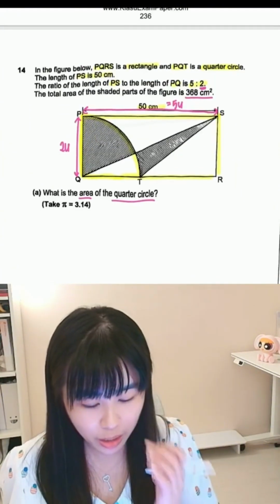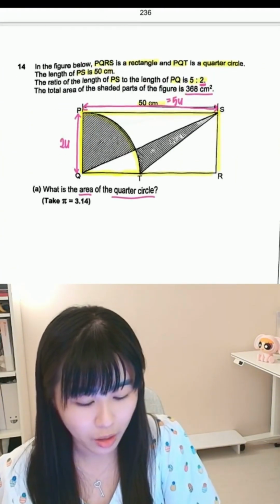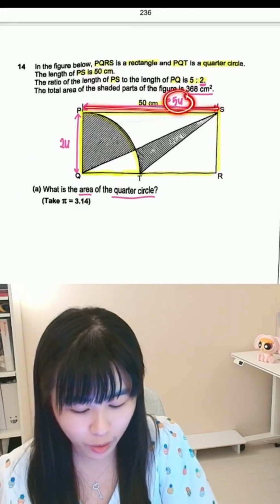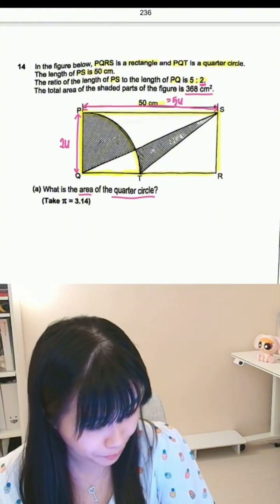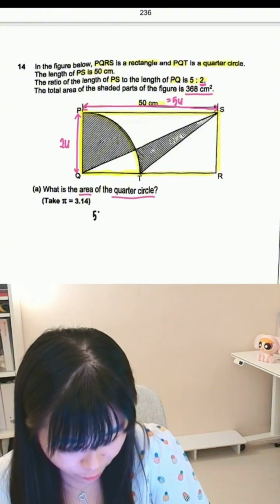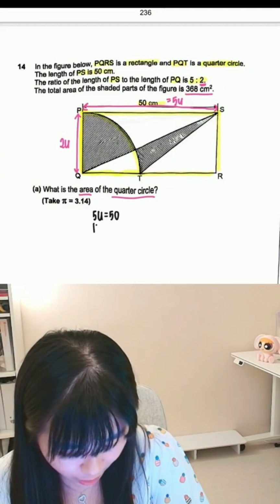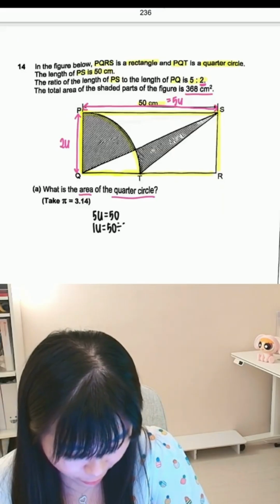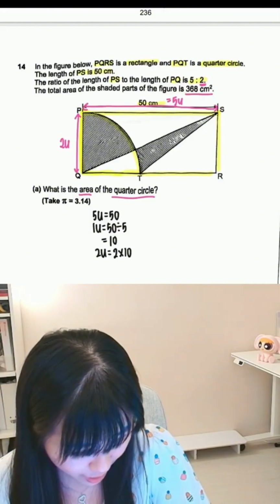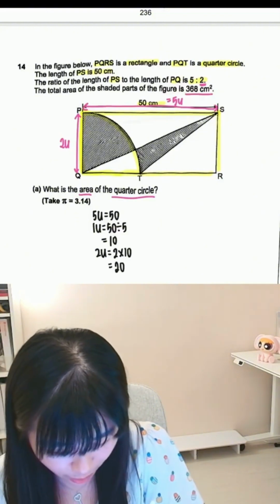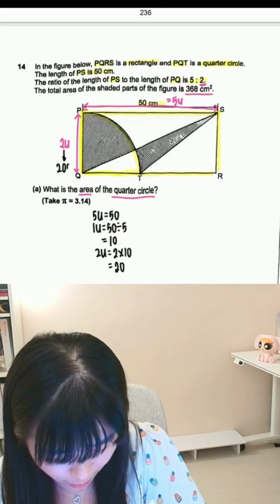Actually, the first part, the clue is quite simple. If they say this length is 5 units, we can use it to find 2 units here, right? So this part we do a bit faster. 5 units is 50, so 1 unit will be 50 divided by 5, which is 10. So 2 units will be 2 times 10, which gives you 20. So this one is 20 cm.